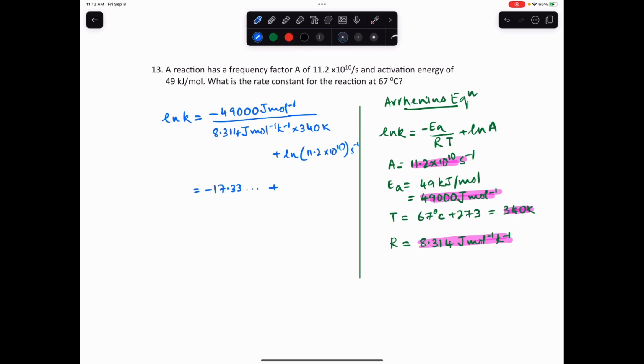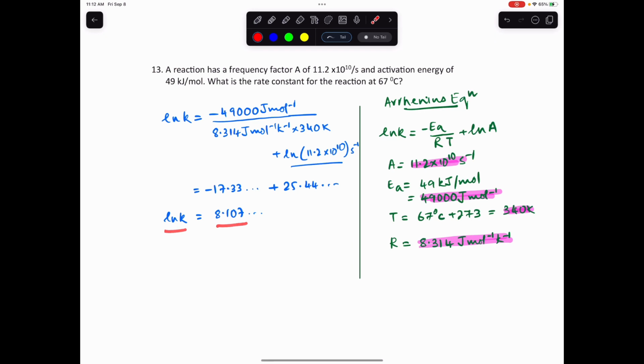And the second part becomes 25.44 and some more decimal places. Okay, so I add them together, I get 8.107, and that is equal to ln of k. So this value is equal to the log of k.